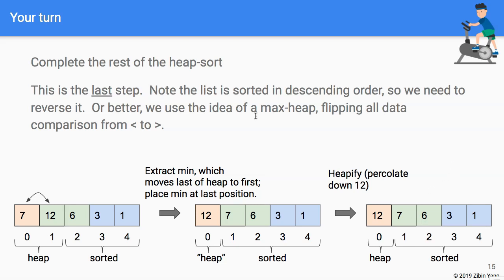And the idea of using a max heap versus a min heap is pretty straightforward: when we're doing any sort of data comparison, instead of using a less than, we just use a greater than.